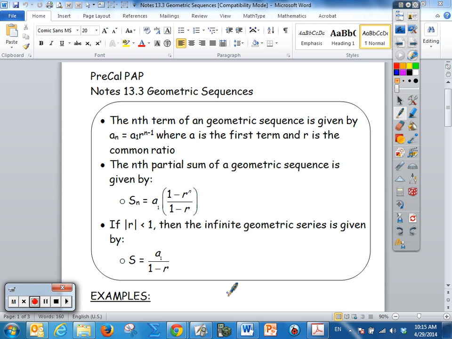Okay guys, let's take a look at today's lesson. We're going to look at geometric sequences. This is 13.3. Let's get the formulas. Let's talk about the formulas first and then we'll do some examples.